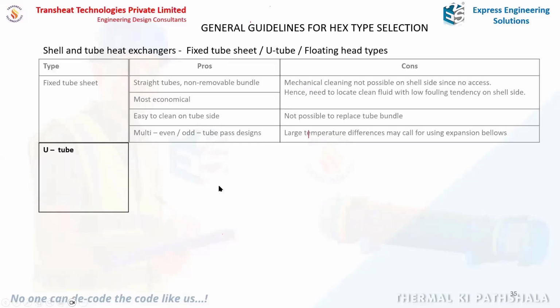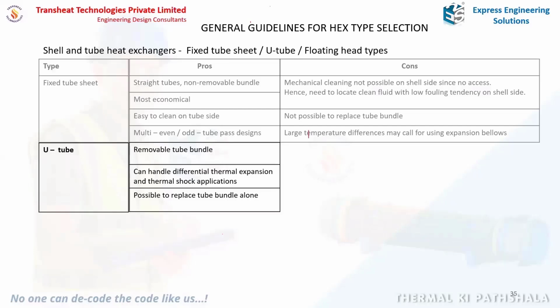Coming to a U-tube heat exchanger, there is a removable tube bundle. It can handle differential thermal expansion and thermal shock applications. It's possible to replace the tube bundle alone.